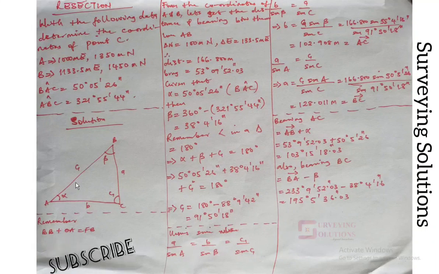Good. So from the coordinates, we can get our distance and bearing. How do we get the distance and bearing from the coordinates? We can get that by carrying out back computation as we usually do. By carrying out back computation, we simply mean getting the delta northing and delta easting from the coordinates that we are giving to you.